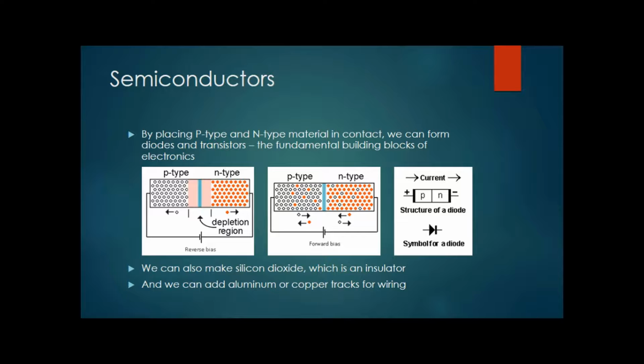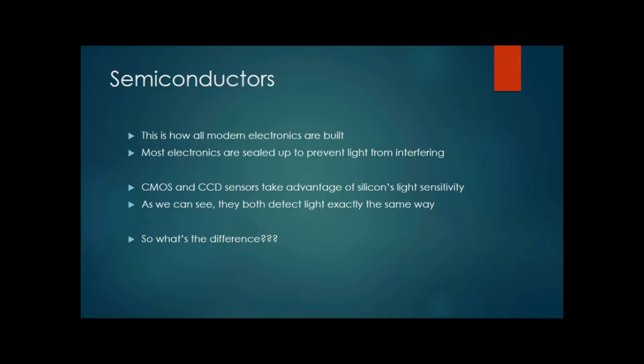I should also mention that we can take the silicon dioxide wafer, dope it with these N- and P-type contaminants, and then add aluminum or copper tracks, and we make a whole circuit on a single piece of silicon. So this is how all modern electronics are built. And most of the electronics have to be designed in a package where light can't get into it, because if light gets into the package, it will actually start turning all the switches on. And it actually interferes with the operation of your electric circuit.